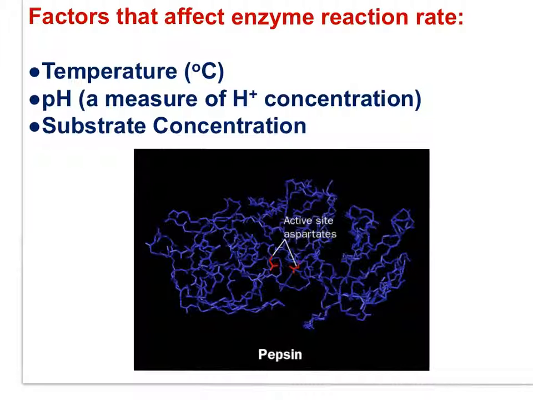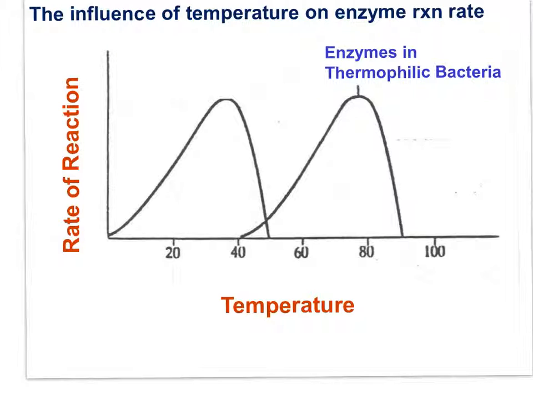Pay close attention. Temperature influences the rate of an enzyme-catalyzed reaction. As the temperature increases, the reaction rate increases. When energy is added to a living system, molecules are moving faster, and faster-moving molecules have more collisions, and with more collisions between enzyme and substrate, there is an increase in the rate of the reaction.